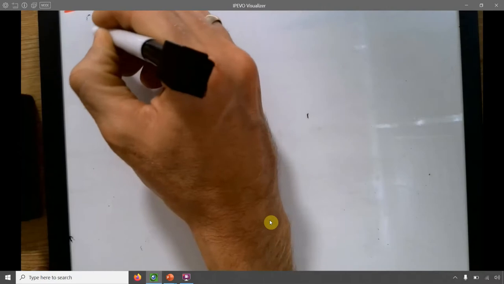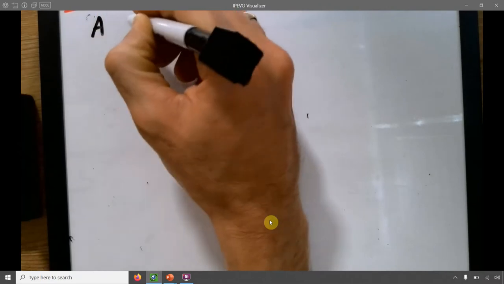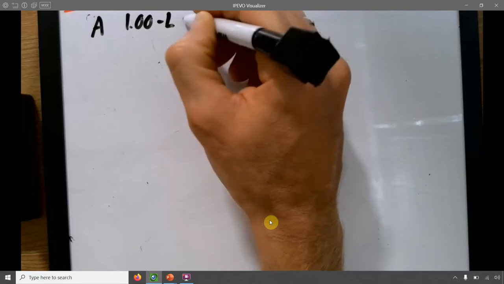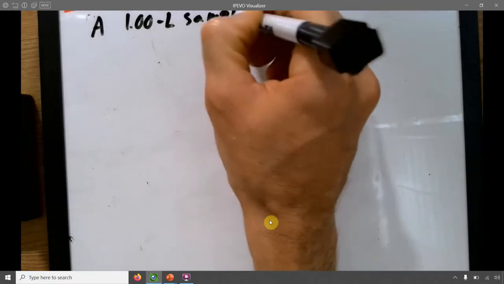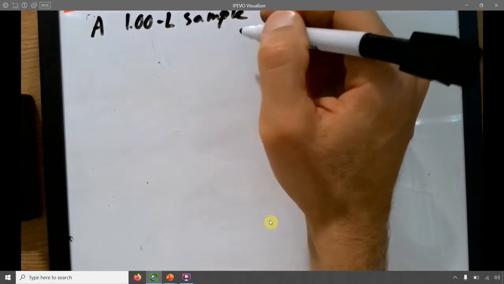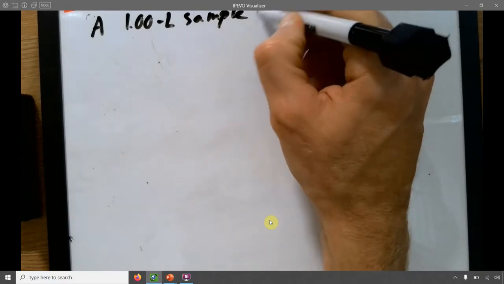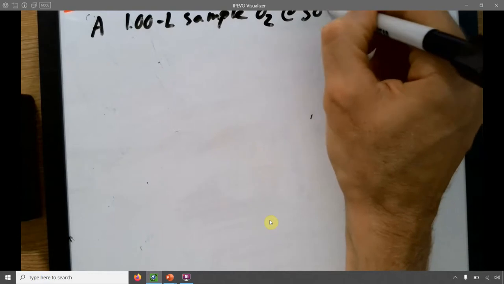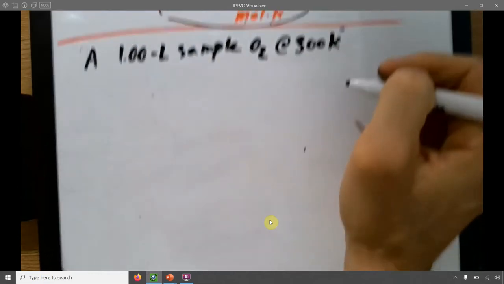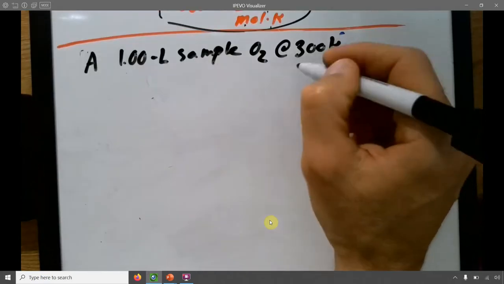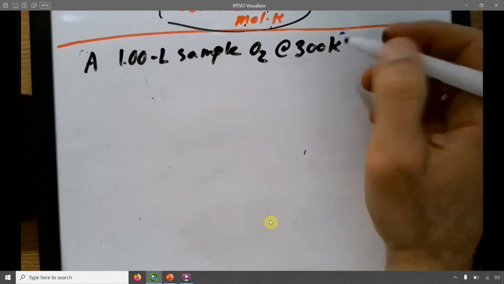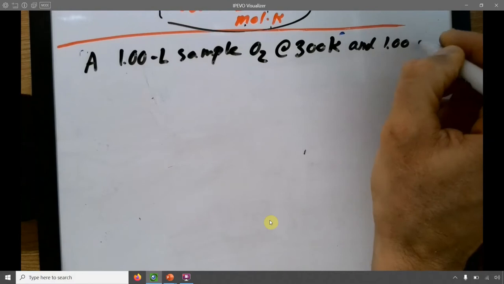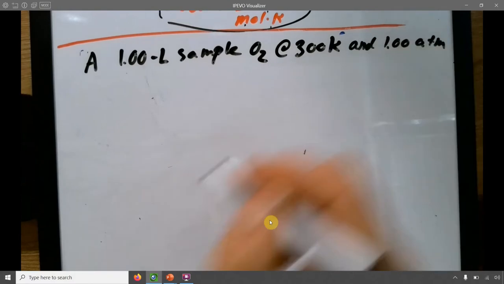So I have a 1 liter sample. Imagine a bottle, like you drink the Coca-Cola out of a 1 liter bottle and replaced it with oxygen only. It is at 300 K. I don't want to do unit conversions right now, so I'm just giving you the K. It's about room temperature, 300 K, and 1 atm. So the initial state is 1 atm.